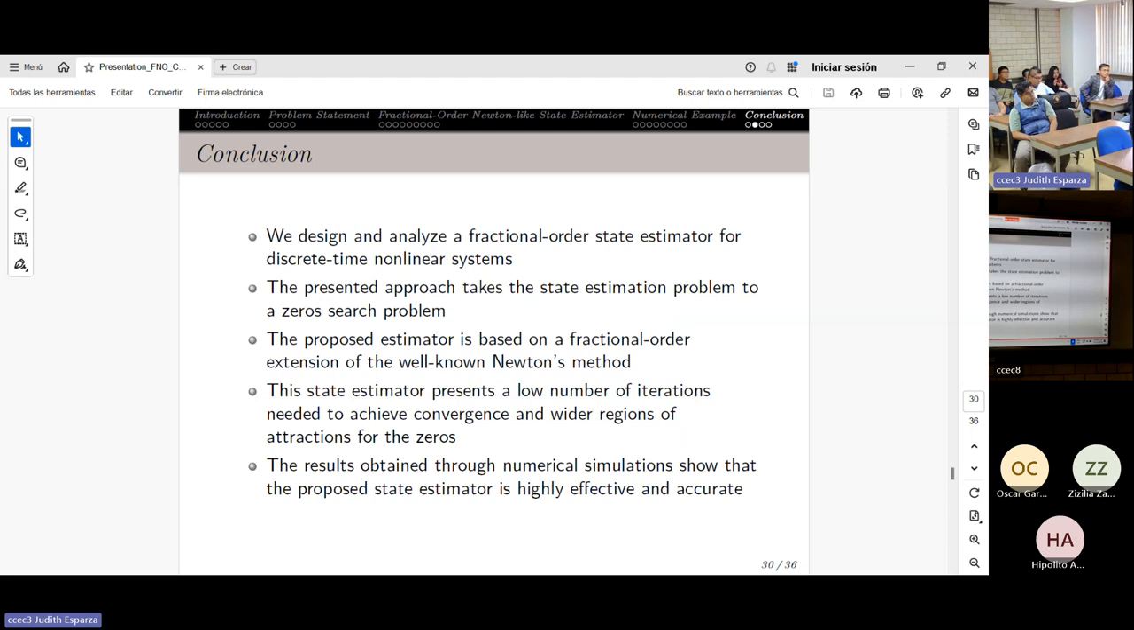We designed and analyzed a fractional order state estimator for this nonlinear system. The present approach takes the state estimation problem to a zero-finding problem, or root finding problem. The proposed estimator is based on the fractional order extension of the well-known Newton method. This estimator presents a lower number of iterations needed to achieve convergence and wider regions of attraction for zeros. The results obtained through numerical simulation show that the proposed state estimator is highly effective and accurate.